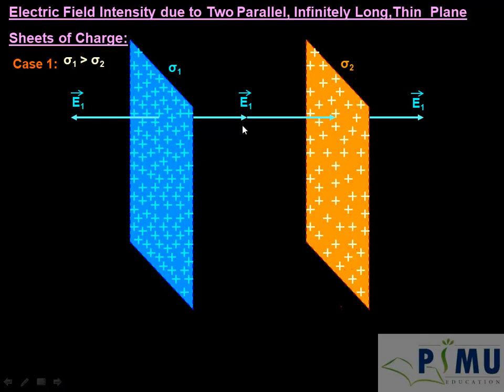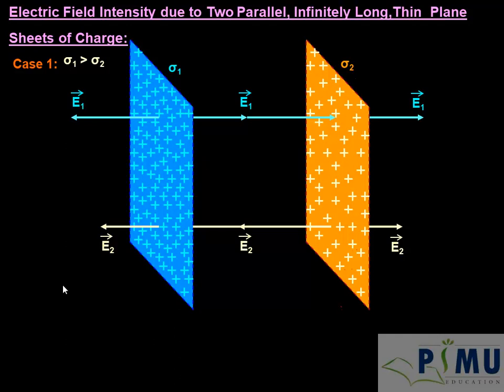What happens? We have three regions. One is here, one is here, and one is here. This is an infinite sheet, infinitely large. So these two sheets will separate the space into three regions. This is region 1, this is region 2, and this is region 3. And each sheet will exert its own field in these three regions.